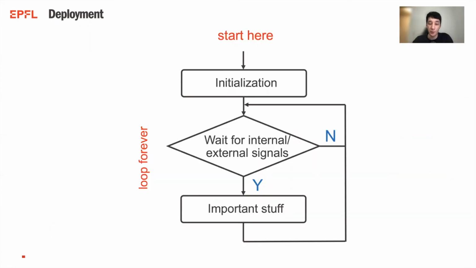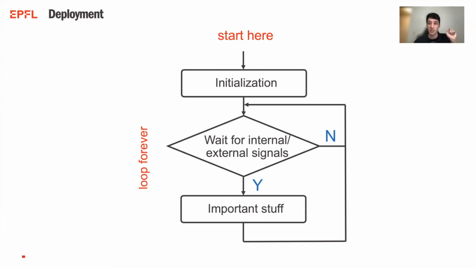Regarding the embedded firmware, it's usually based on the principle of reactivity. There's always an initialization phase where you initialize each of the peripherals you need. Next, the processor core simply sits there and waits. It's not uncommon to see empty while true loops. What is it waiting for? Well, it waits for either internal or external signals, events.